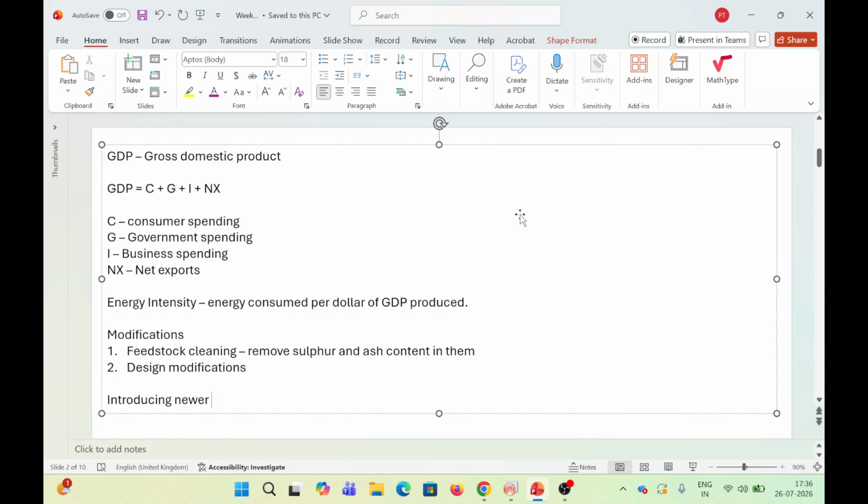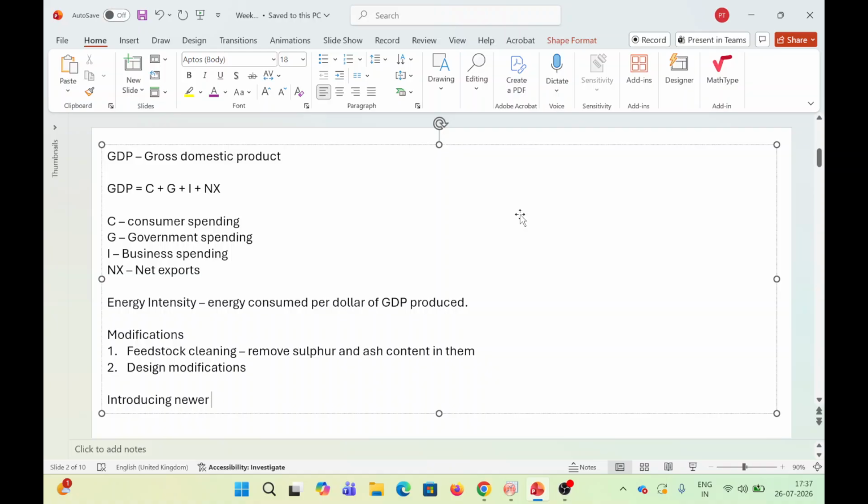Either you do some kind of design modification to the system so that you can produce less gas emissions and make the process more efficient, so that you can extract more energy but at the same time lower the pollution rate. Or you can do feedstock cleaning, that is, remove the sulfur content and ash content in the feedstock. By doing that, you reduce the harmful gases that get emitted as a process of burning this fossil fuel to get energy.